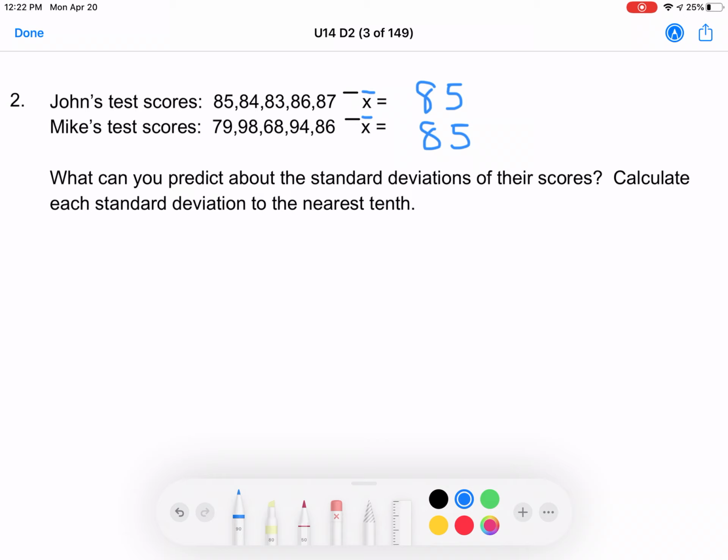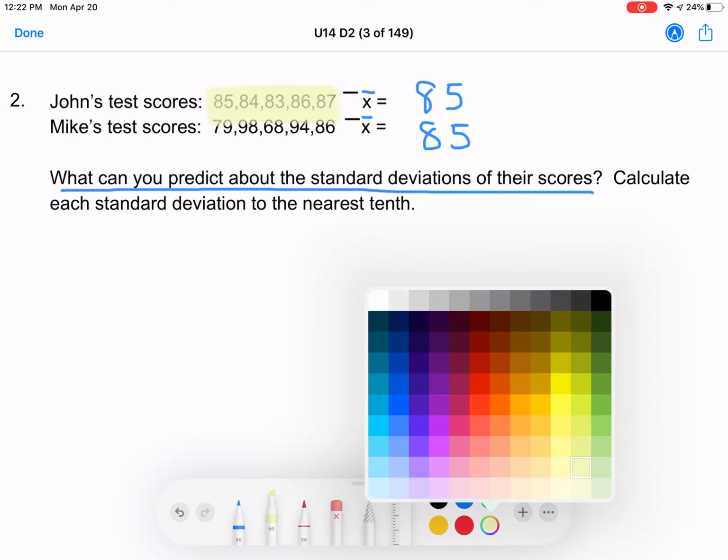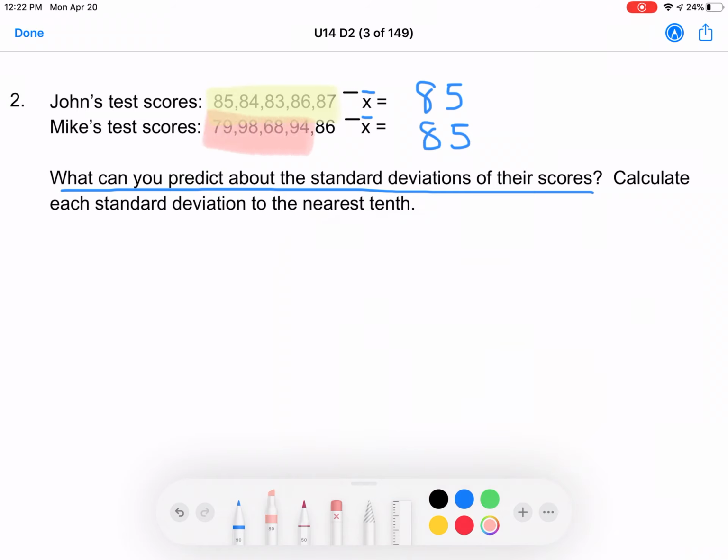But now it says, what can you predict about the standard deviation of their scores? So let's go back and look. So John has scores of 85, 84, 83, 86, 87. He's pretty darn consistent, right? But if we look at Mike's scores, Mike's like all over the place. 79, 98, 68, 94, and 86.